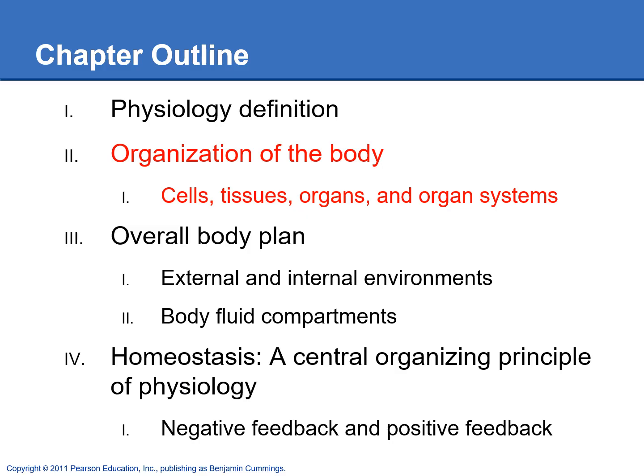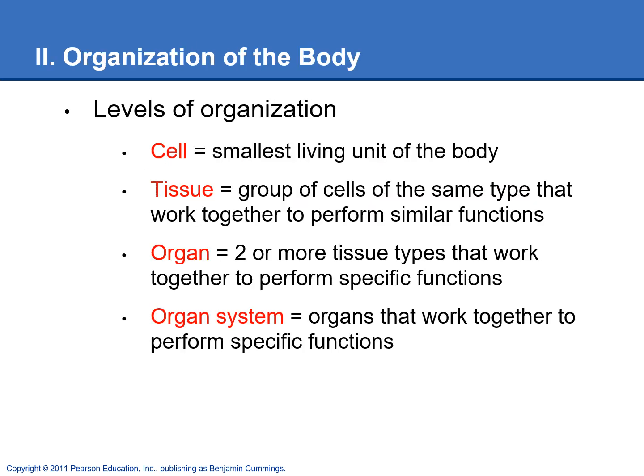We're going to continue on with how the body is organized. There are different levels of organization in the body, so there's a hierarchy. We're going to start at the bottom with the smallest level of organization, the cell, and then we'll work our way up to the largest level, which will be the organ system. Make sure you know these definitions for these different levels of organization.